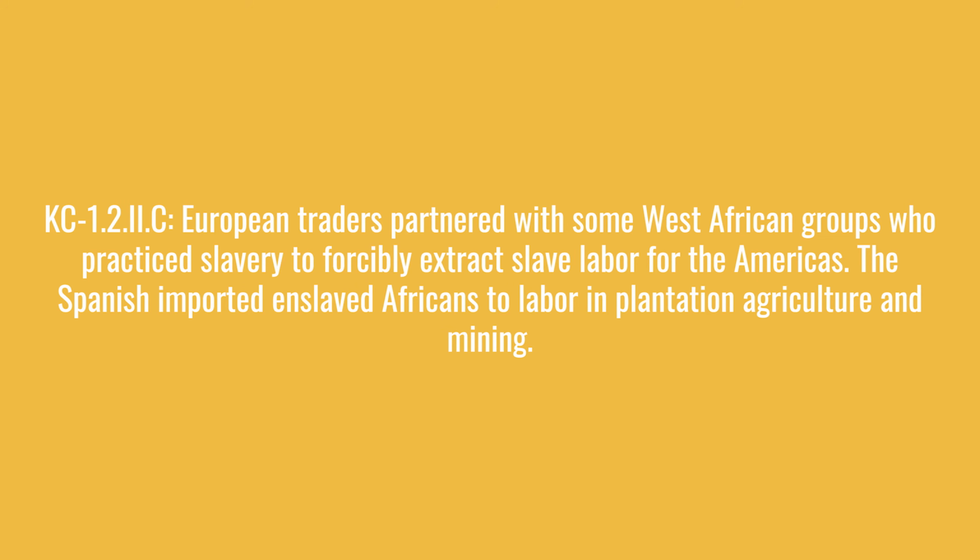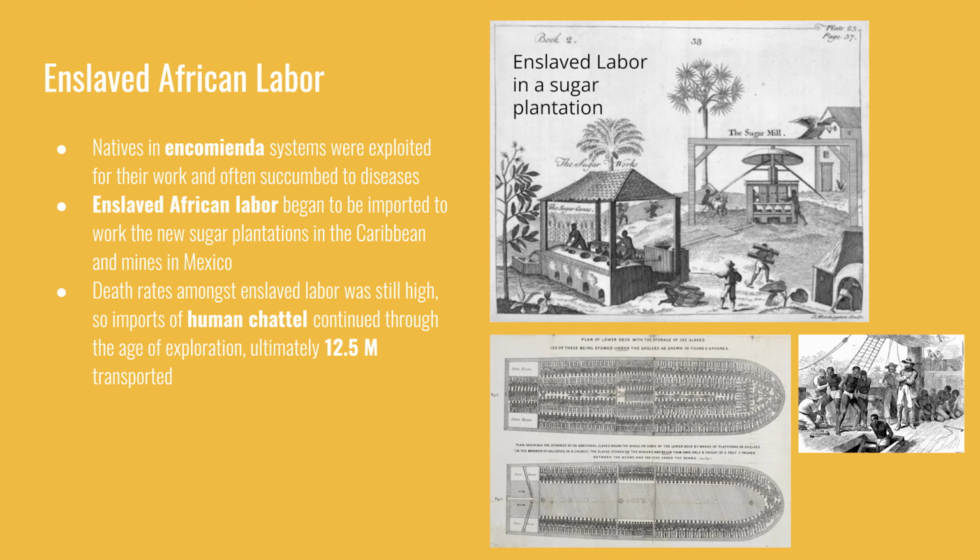The Spanish imported enslaved Africans to labor in plantation agriculture and mining. The Spanish ran into two problems. The first one was that they could no longer coerce labor from Native Americans because the Catholic Church had said that that was wrong and that they could no longer do it. The second problem was that the natives who they had coerced through the Encomienda system were dying too quickly because, again, they did not have immunities against some of the diseases that the Europeans were carrying. This is where enslaved African labor really began to increase.